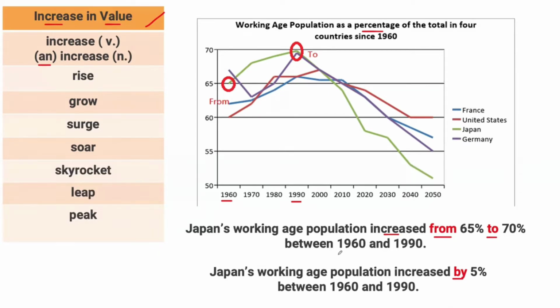So you can also say this in a different way without using from and to. And you could say Japan's working age population increased by 5% between 1960 and 1990. So these are basically 2 ways to say the same thing. One, however, would just showcase your knowledge of the prepositions from and to, and the other would showcase your knowledge about by. Just remember the rule here. If you've got from and to, you have 2 numbers, and by is using the amount of change between the 2 points, which in this case is 5%.